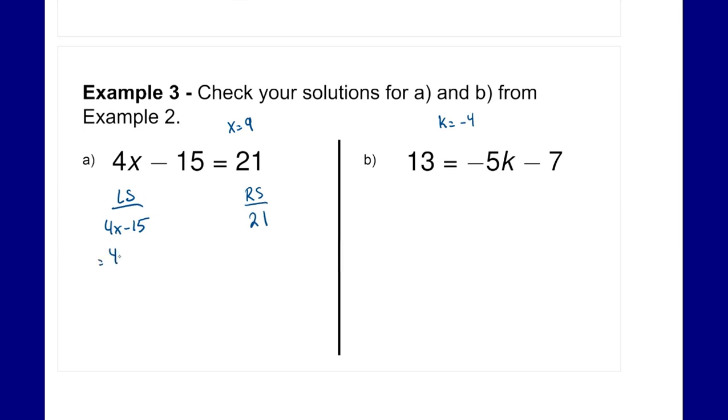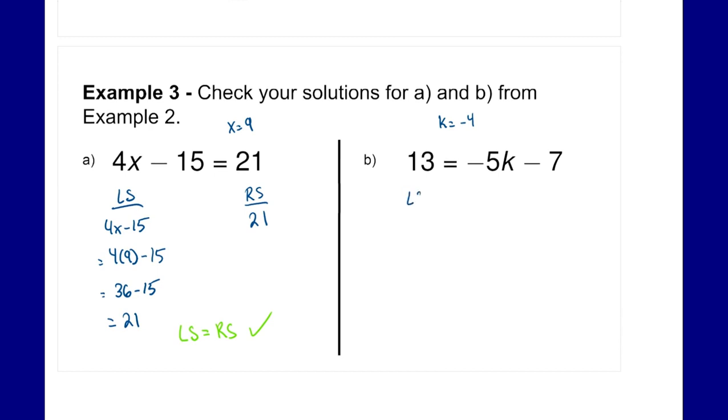On the left side, I can do 4 times 9 minus 15. The right side stays 21. There's nothing I can plug in there. Here I have 36 minus 15. I can continue to simplify, and I get 21. So the left side simplifies to 21. The right side is still 21. So the left side does equal the right side, which means I have the correct answer. If they didn't equal, we would have two different numbers. That means my answer is wrong, so I'd have to go back and try to resolve.